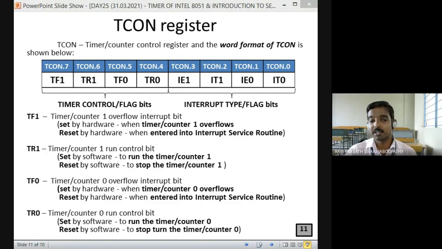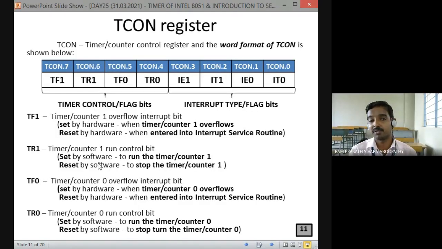But it will vary depending on how our assembler handles it. Generally you can use the name of the bit. You can use TR1 instead of TCON.6. Fine. If I want to stop timer 0, what do I have to use?